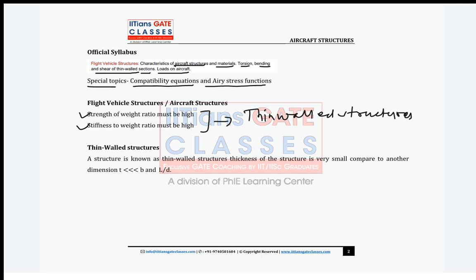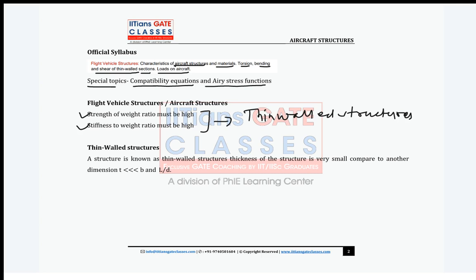Basically aluminum alloys, which are lightweight materials, right? Density is less. So usually in aircraft structures, aluminum alloys are used, and nowadays composites are also used, because in composites you can have less thickness and high strength in the required directions, where more stresses are coming up. So the basic or fundamental requirements of a flight vehicle structure or aircraft structure are high strength to weight ratio and high stiffness to weight ratio.